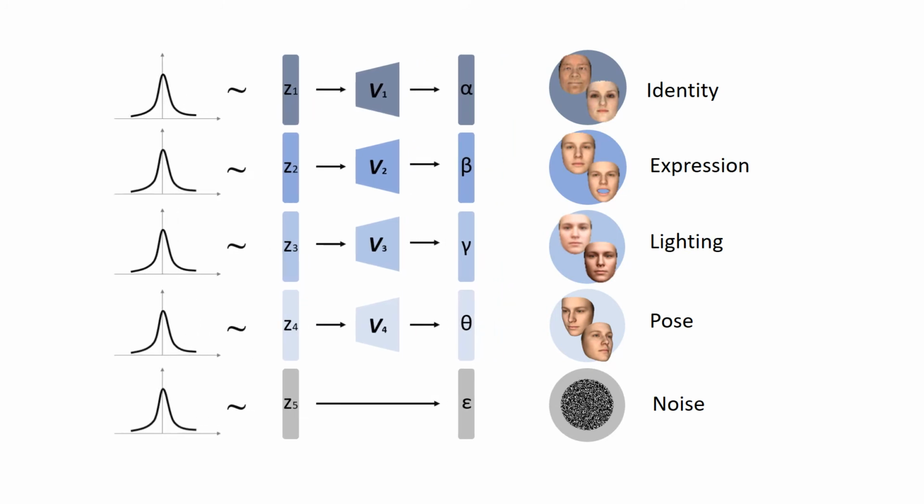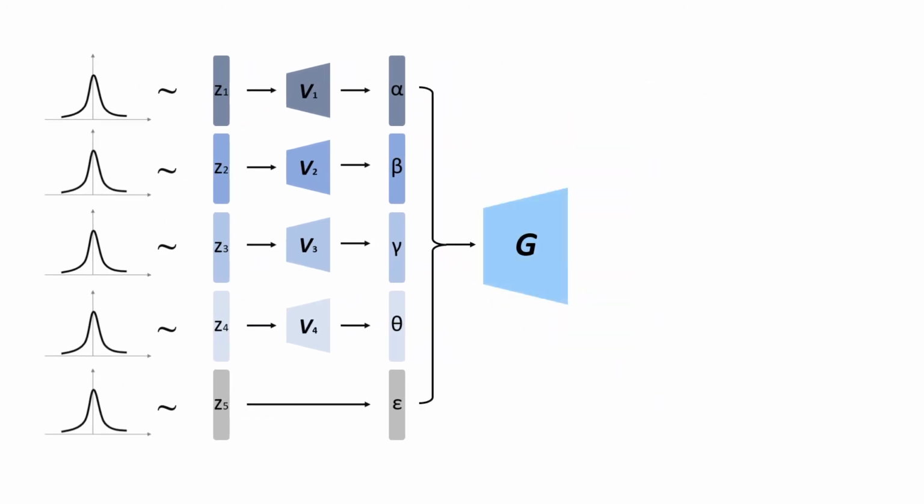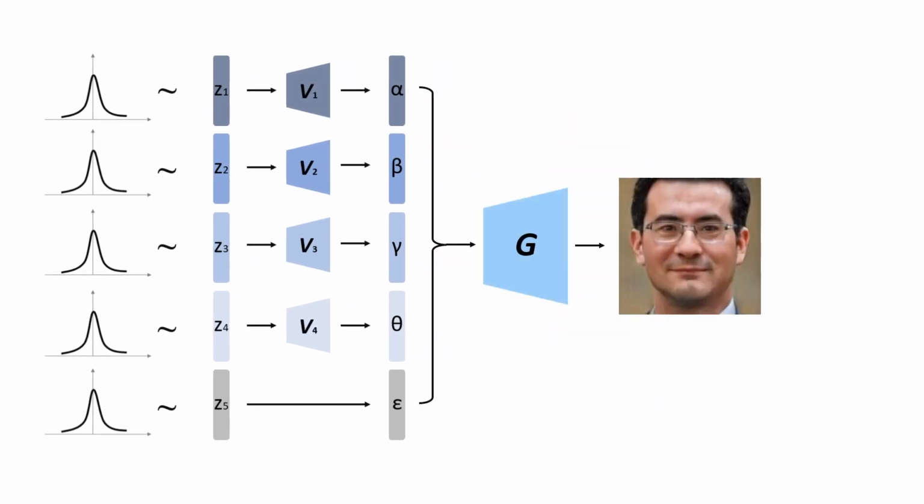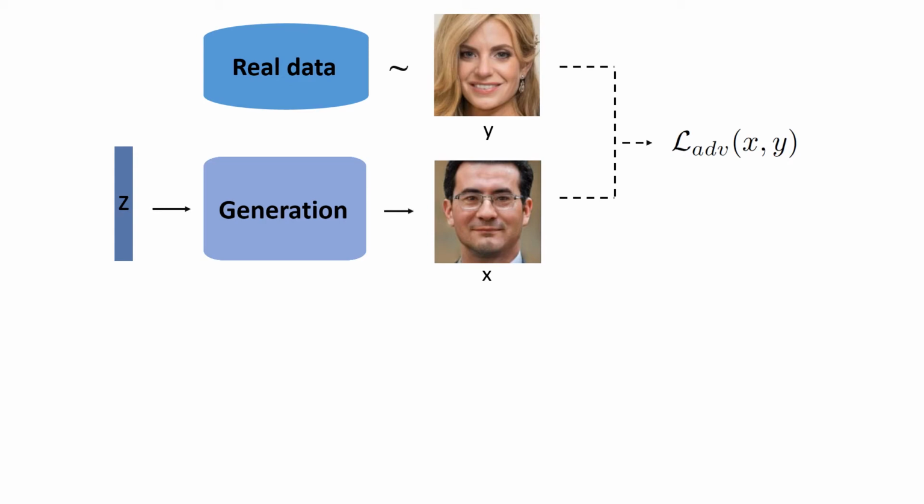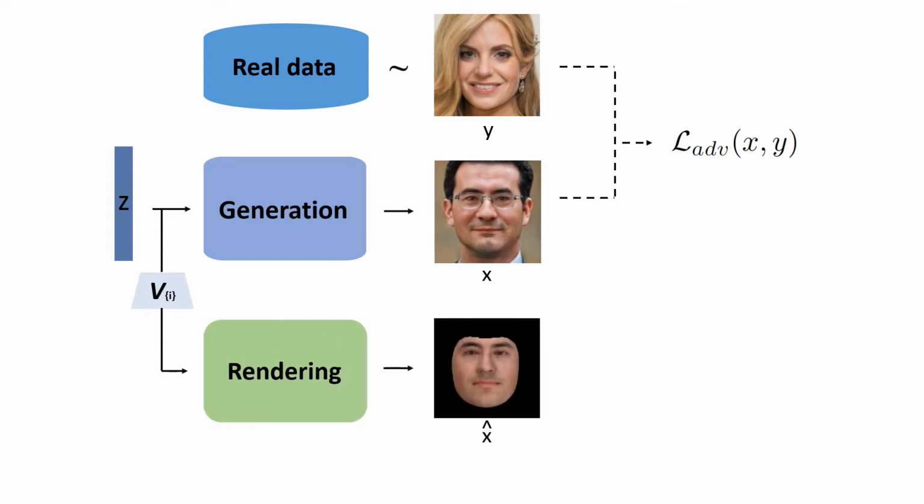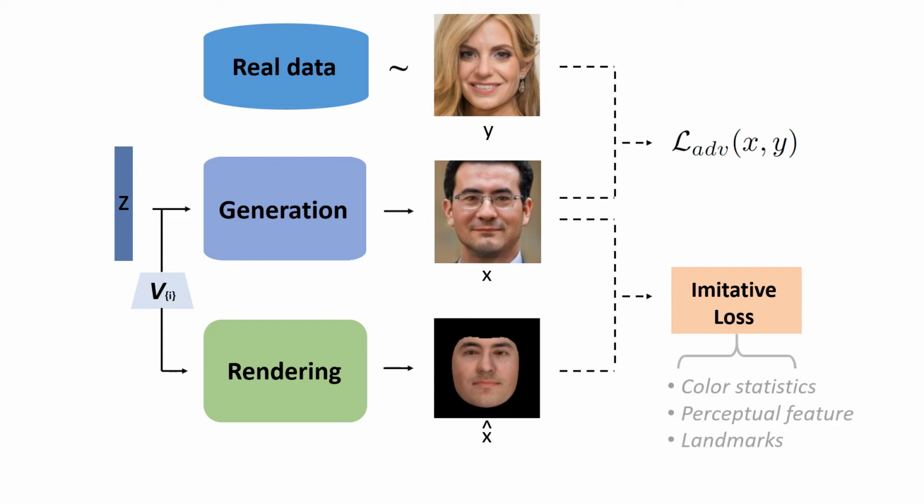After that, latent vectors in lambda space are fed into a generator G for face image generation. To generate realistic images, we first use a standard adversarial loss. In addition, we want face images to be generated following the desired properties of the lambda space variables. Therefore, we render a face image using the lambda space variables and apply imitative losses, which enforce the generated image to mimic the rendered one. The imitative losses minimize both pixel level differences and perceptual distance. More details can be found in our paper.